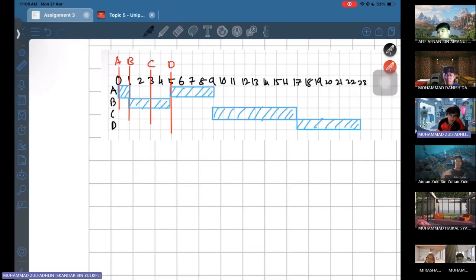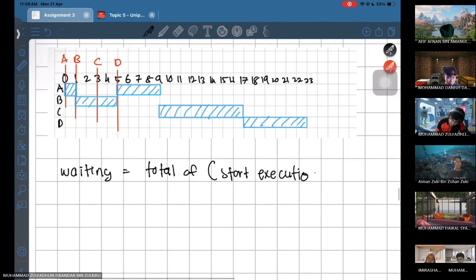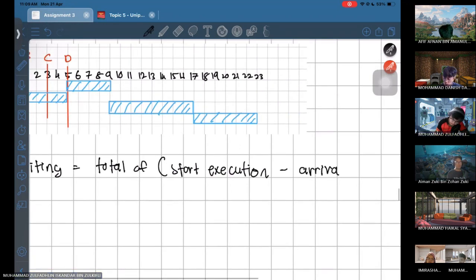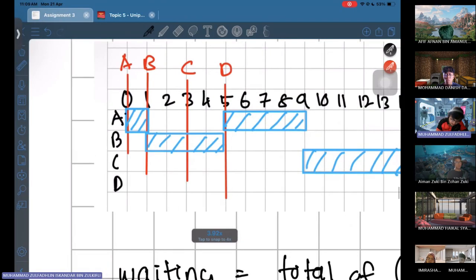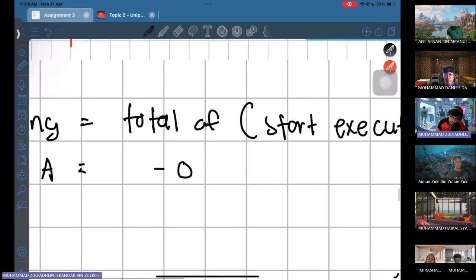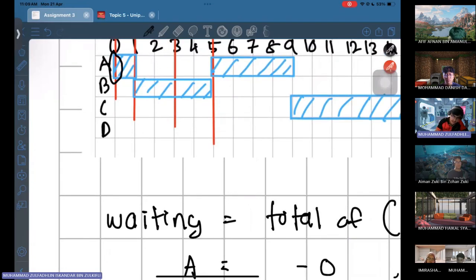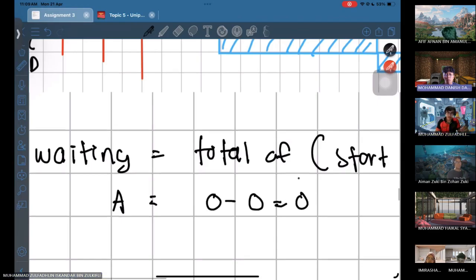So now we want to search for waiting time. So the formula of waiting time is total of start execution minus arrival time. So for A, it arrived at 0, right? It arrived at 0. So we put arrival time 0 and it start its execution at 0. So the waiting time for first iteration is 0.